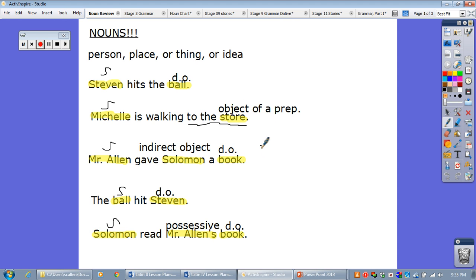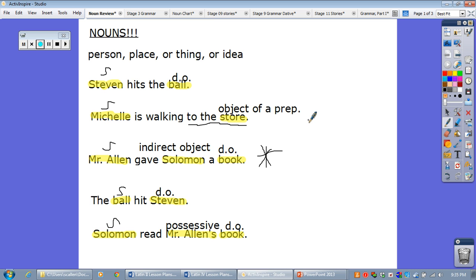Now, here's the one we're going to focus on today, right? The indirect object. So Mr. Allen gave Solomon a book. In this sentence, we already identified that Mr. Allen is the subject. The book is the direct object because it is the object that was given. The indirect object is the person, usually a person, who receives the direct object.